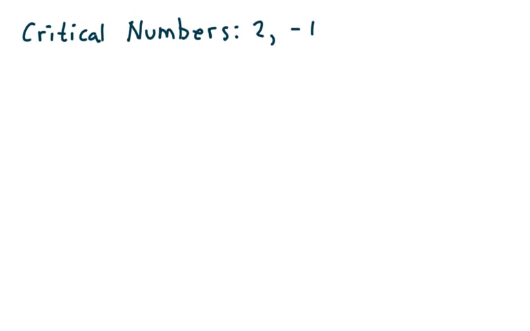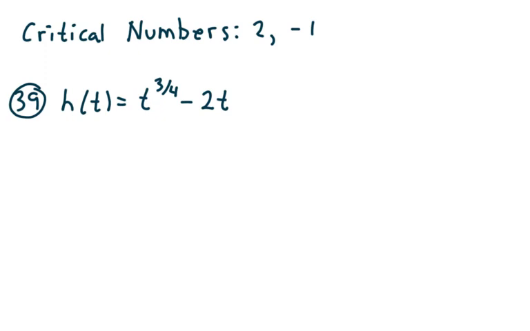I want to take a look at problem 39. So on 39, we have h of t equals t to the 3/4 minus 2t to the 1/4. Now, the domain of this function is going to be 0 to infinity. And 0 is inclusive because it is legal to take 0 to the 1/4, and it is legal to take 0 to the 3/4, okay?